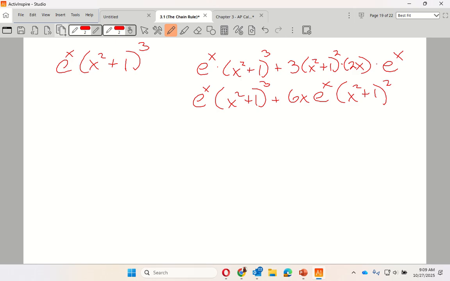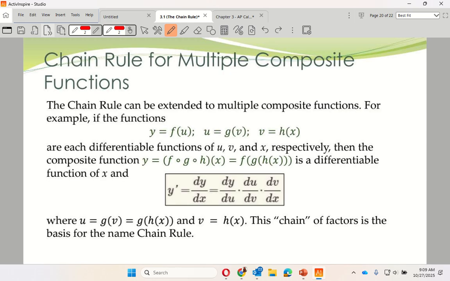All right, any other questions? We will continue because we do have a bunch more notes to go along with this, and some more Leibniz notation. So multiple chains.